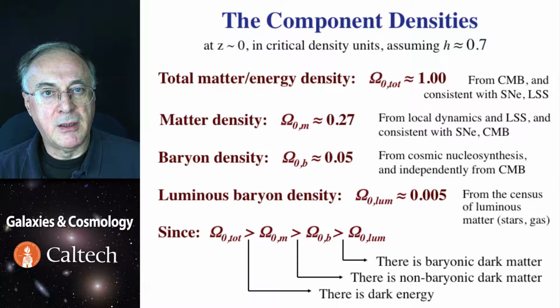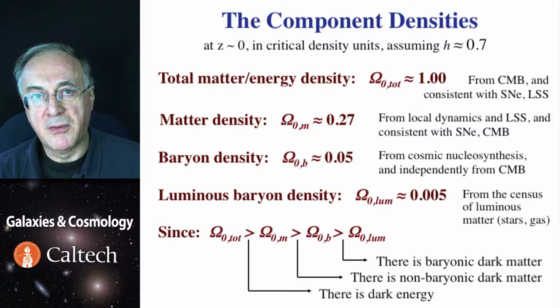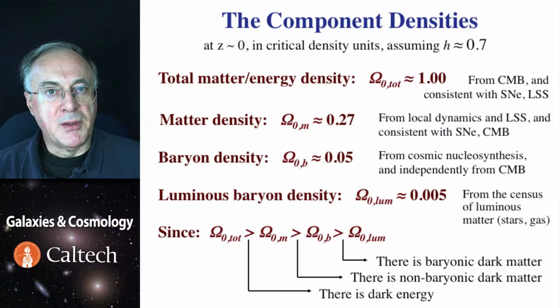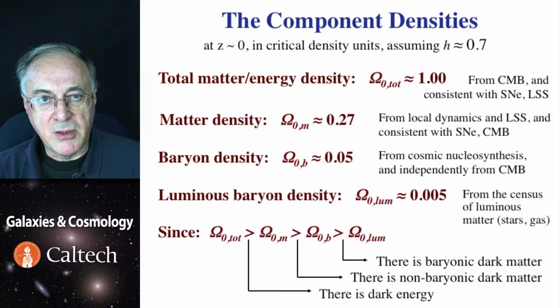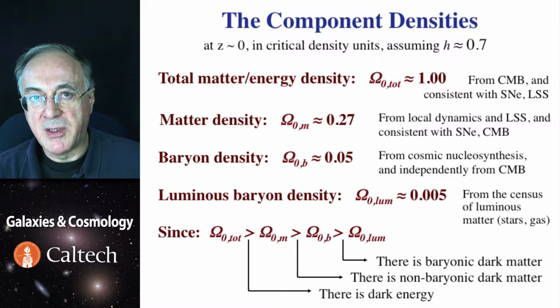And we know that the total density of baryons expressed in units of critical density is only about 4.5 or 5% of the critical density. As it turns out, luminous matter, stuff that we actually see in galaxies as stars or gas, only adds up to about 0.5%. And so, looking at these simple inequalities, there are implications. Because 0.5% is less than 5%, there must be some sort of hidden or missing baryonic matter. Because 5% is less than 27%, there has to be some kind of non-baryonic dark matter. And because 27% is less than 1, there has to be a dark energy.